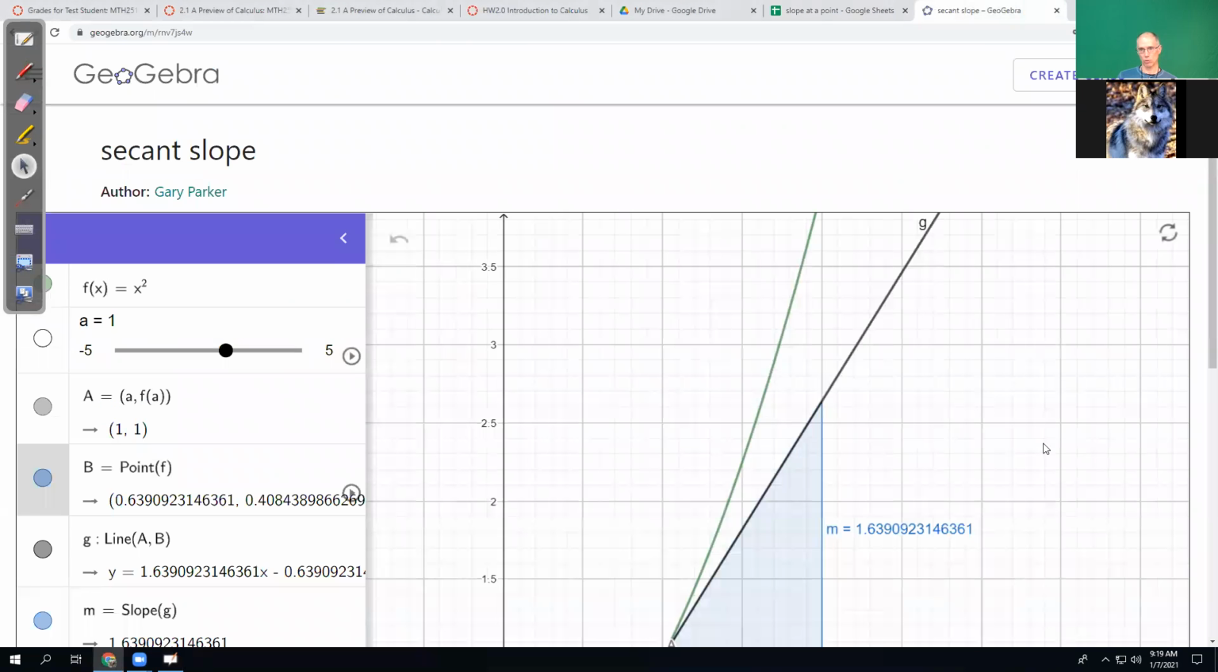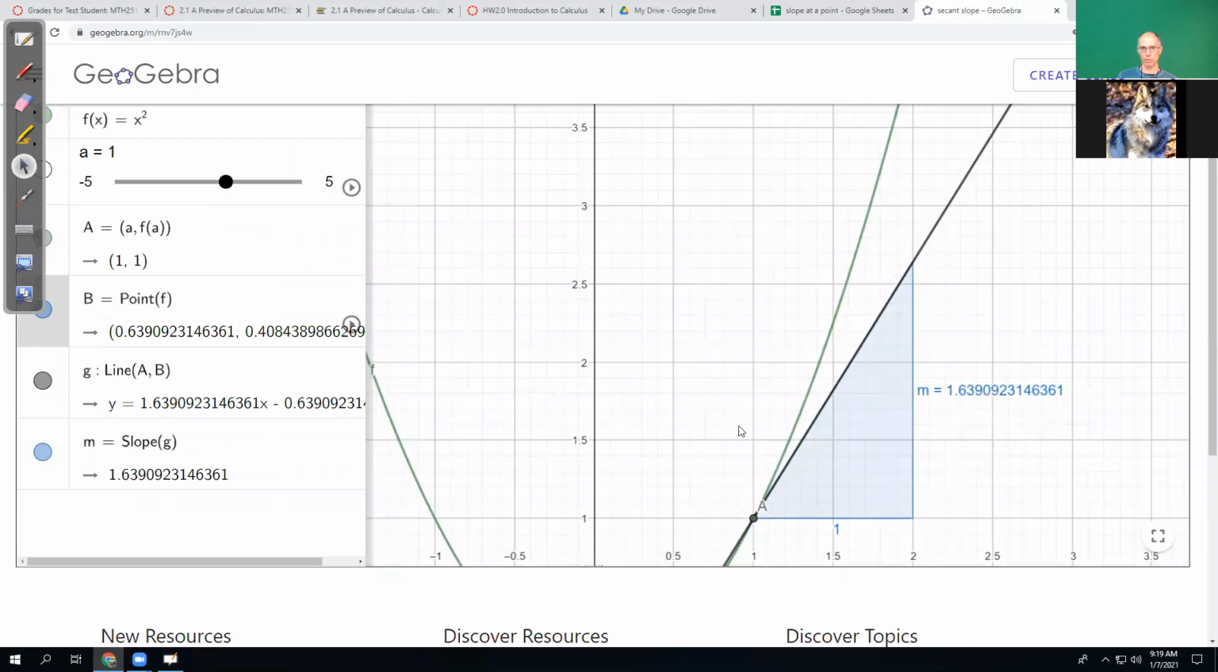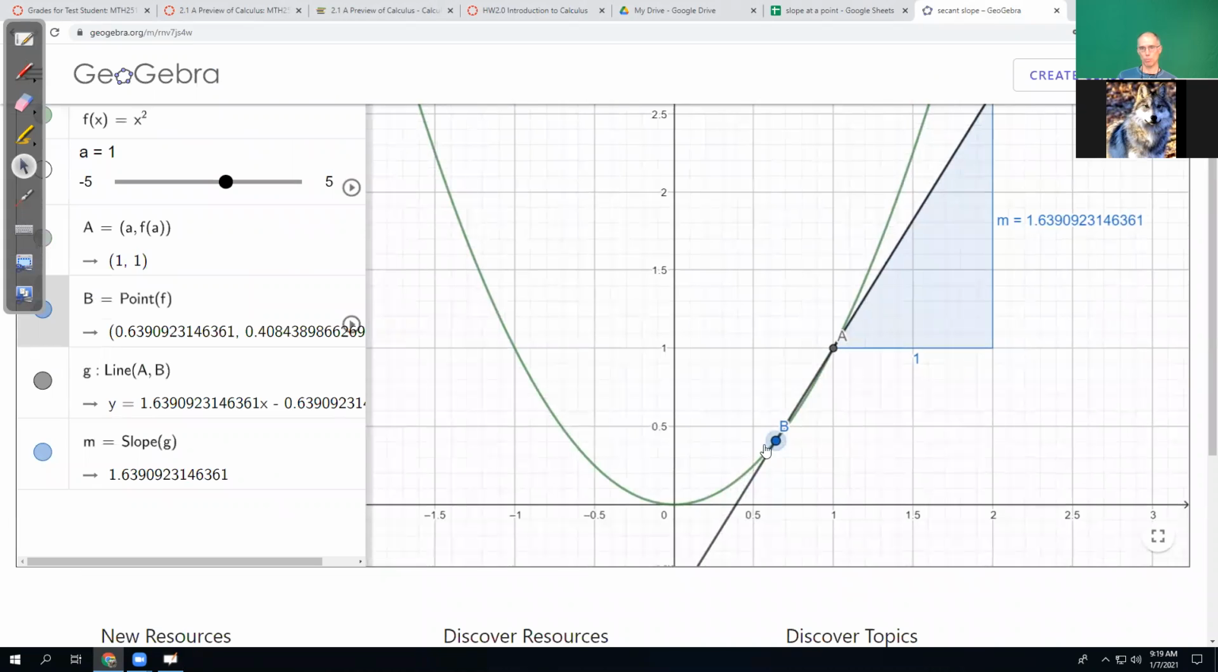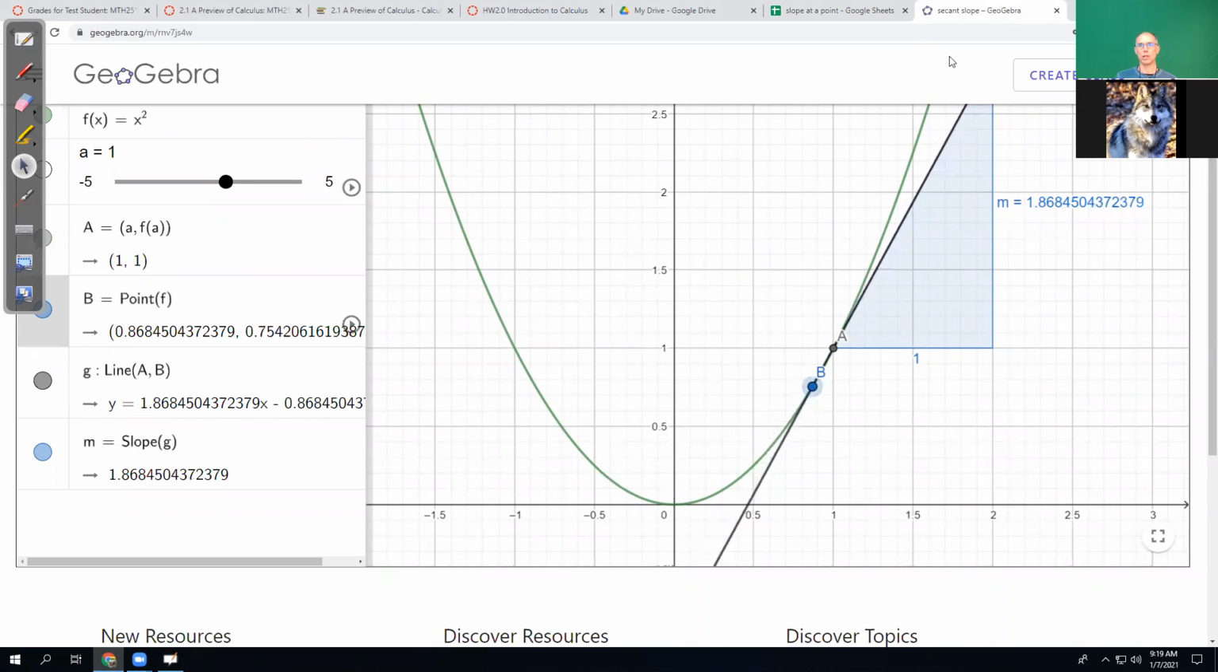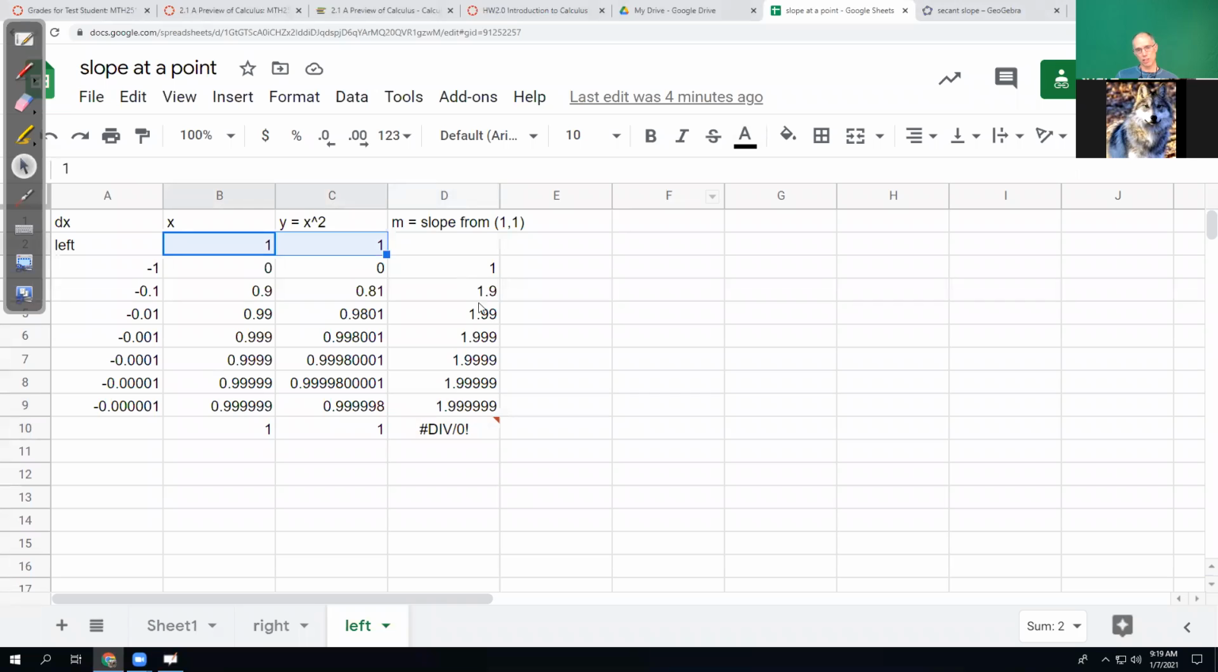And I did the same thing over here in this graph. Can I move that up? Yeah, there we go. Where B was down here, and I can see that slope over there. And I was moving that closer. And what we found is when we looked at that sequence of values, the sequence of slopes for each different x value I picked getting closer to 1, I found that the slope was getting closer to 2.